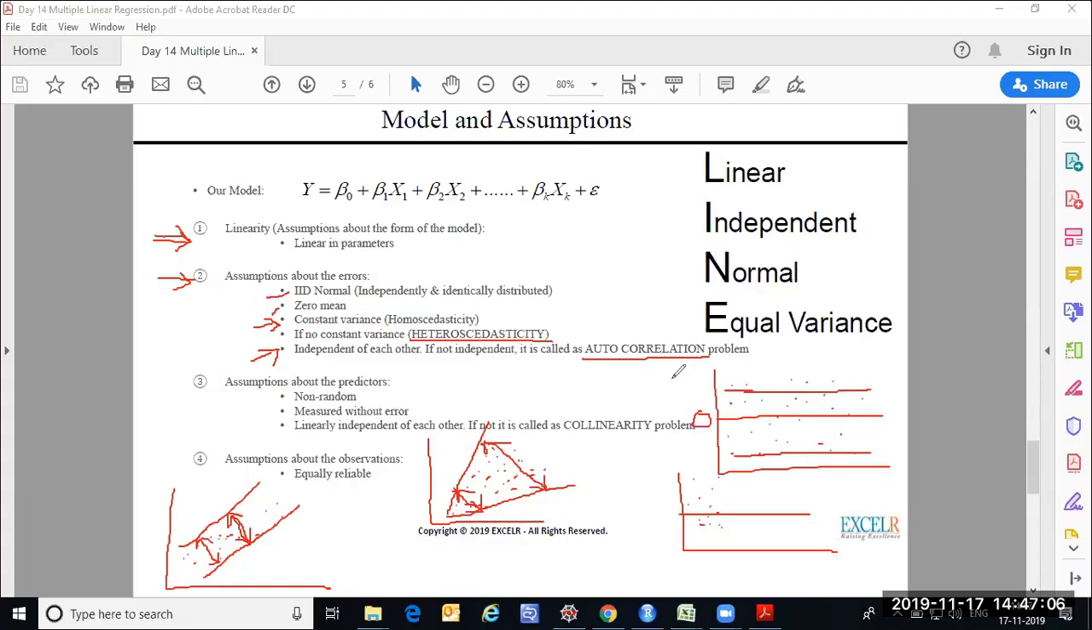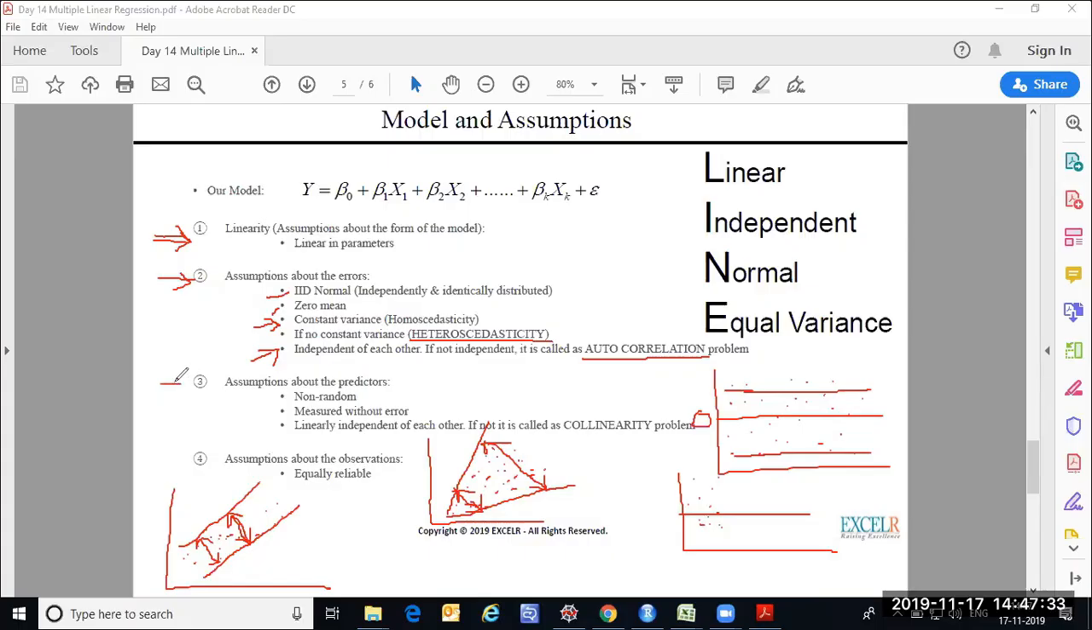But when it comes to the autocorrelation problem, generally you tend to see this in time series data. Cross-sectional data, you don't get to see this problem. Okay? When we discuss time series forecasting, we'll discuss more about how to deal with this.